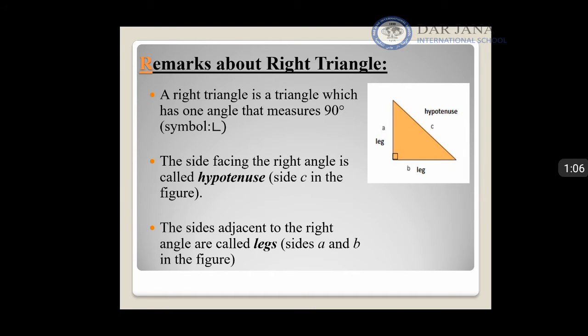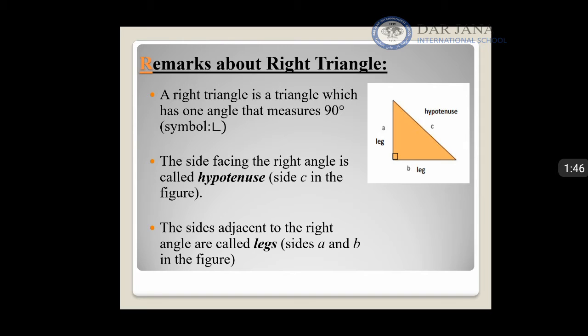But before we learn how to prove right triangles congruent, let's have some remarks about right triangles in the next slide. A right triangle is a triangle which has one angle that measures 90 degrees, as you see in the figure, and it has this symbol like a small box that marks the 90 degrees. Not only that, the side facing the right angle is called the hypotenuse. As you can see in the right triangle shown, C in this case is the hypotenuse since it's the side facing the right angle. Not only that, the sides adjacent to the right angle are called the legs. Side A and side B are the legs of this right triangle.